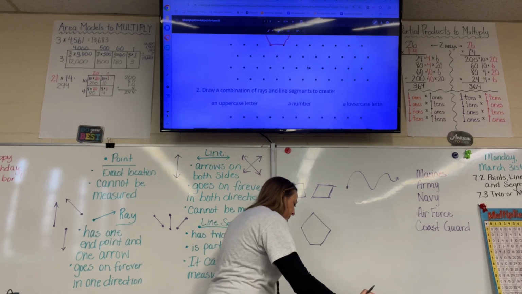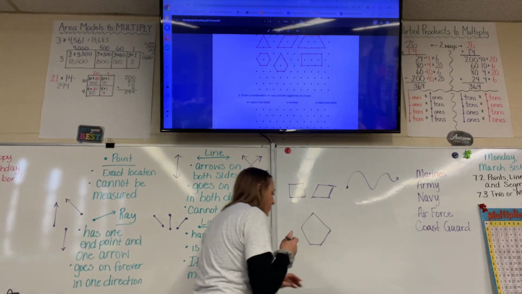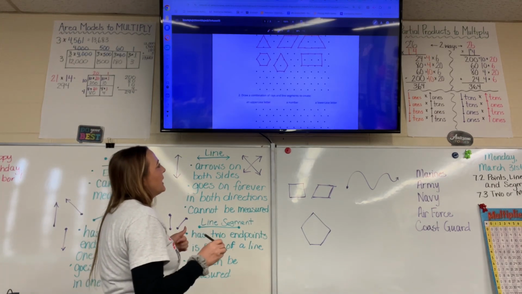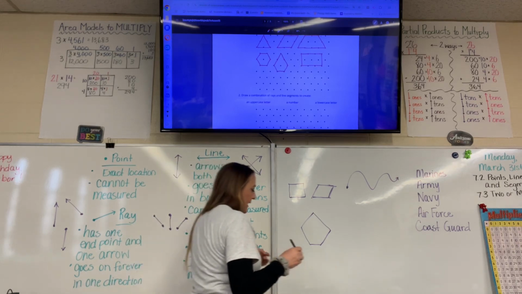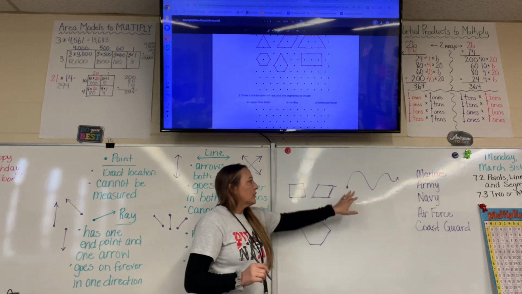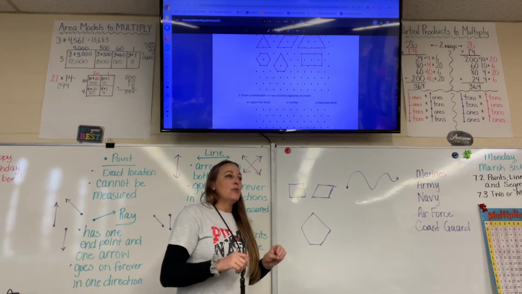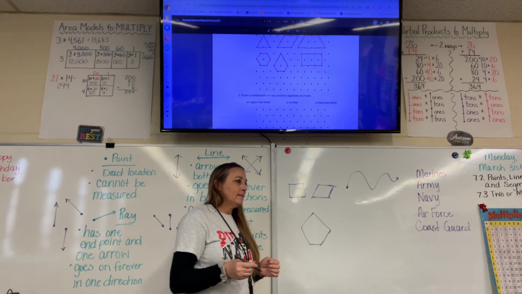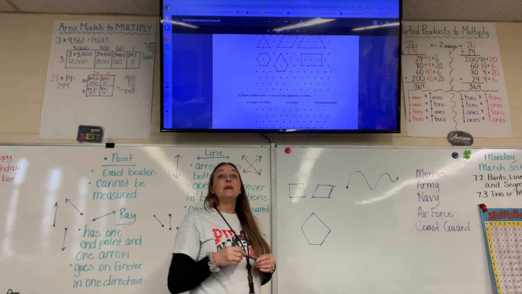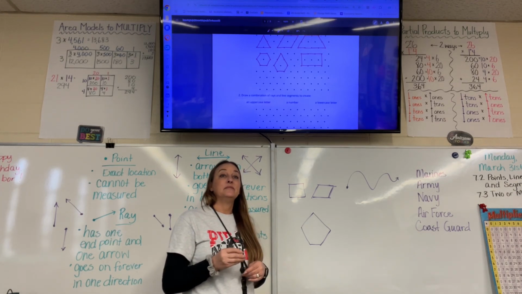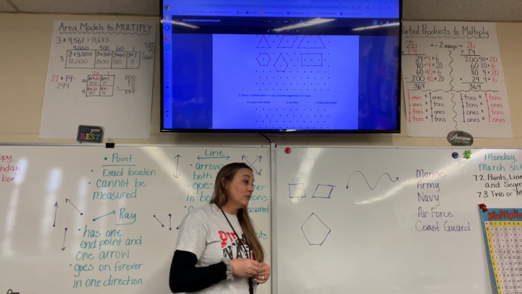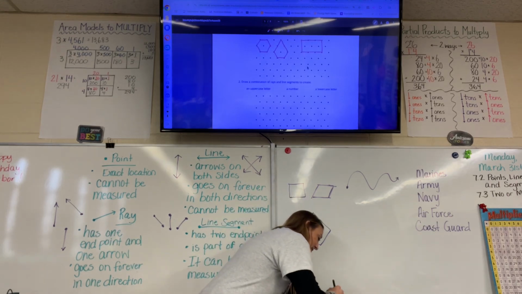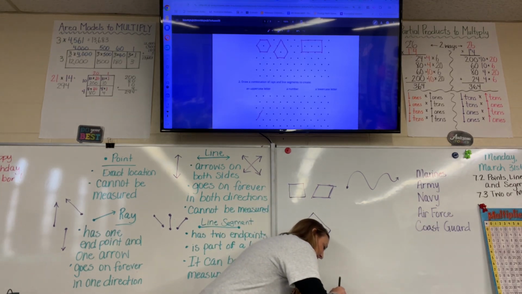Now, it says draw a combination of rays and line segments to create an uppercase letter, a number, and a lowercase letter. So remember, curvy lines, we can't use those. So Colton, could we do a letter C? No. Why not? Because it has a curved side. We could do A. We could do X. We could do Z.